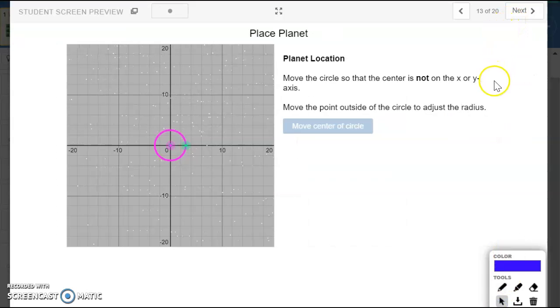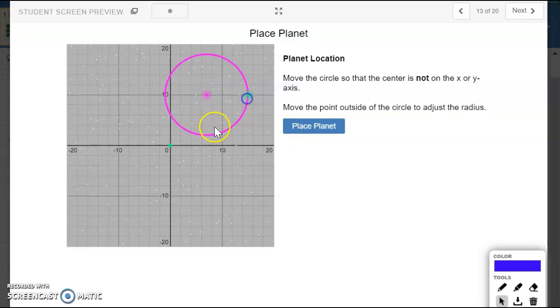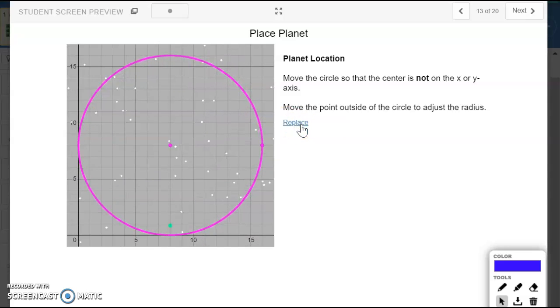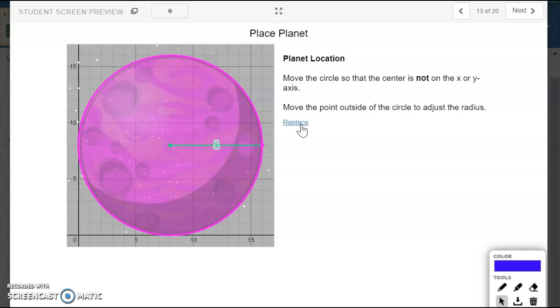Okay, now planet location. Move the circle so that the center is not on the x or y axis. Now move the point outside of the circle to adjust the radius. So I can move this, and I can also move the center as well. That's where I'm going to place my planet, right there. That's my planet. There you go. It has a radius of 8. The center is going to be 8, 8.